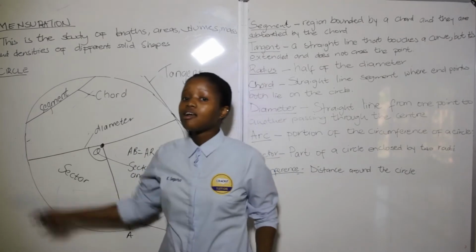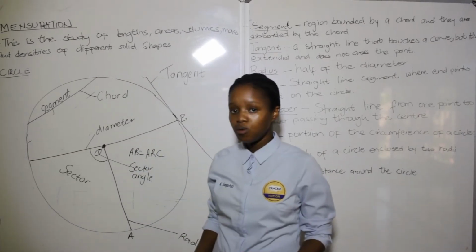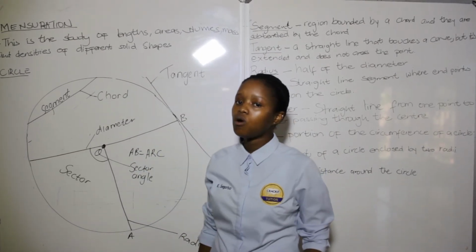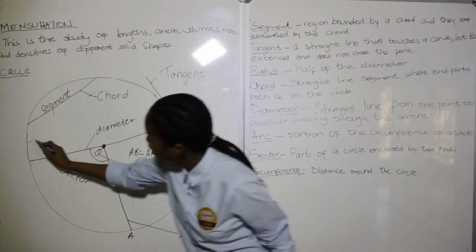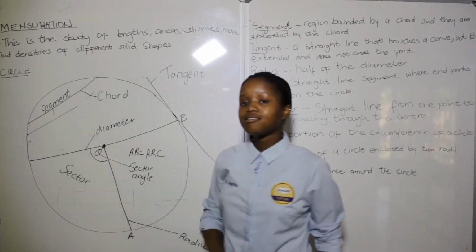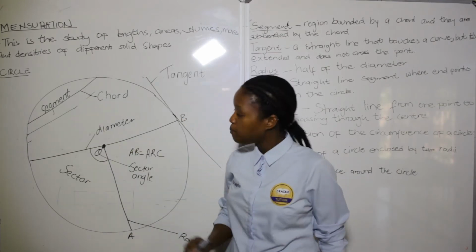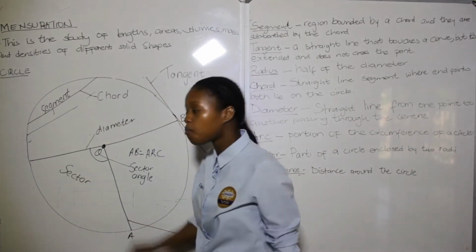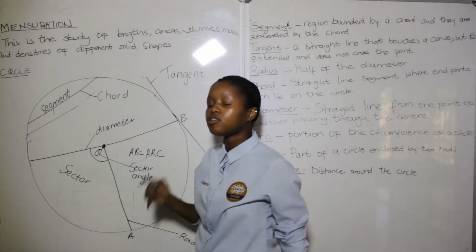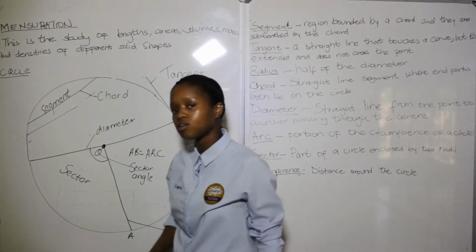They both are on the circle, but it does not pass through the center. So that's what we call a chord. You can't draw a line like this and say it's a chord. Why? Because it does not lie on both endpoints of the circle. So that's why we can say this line is a chord.